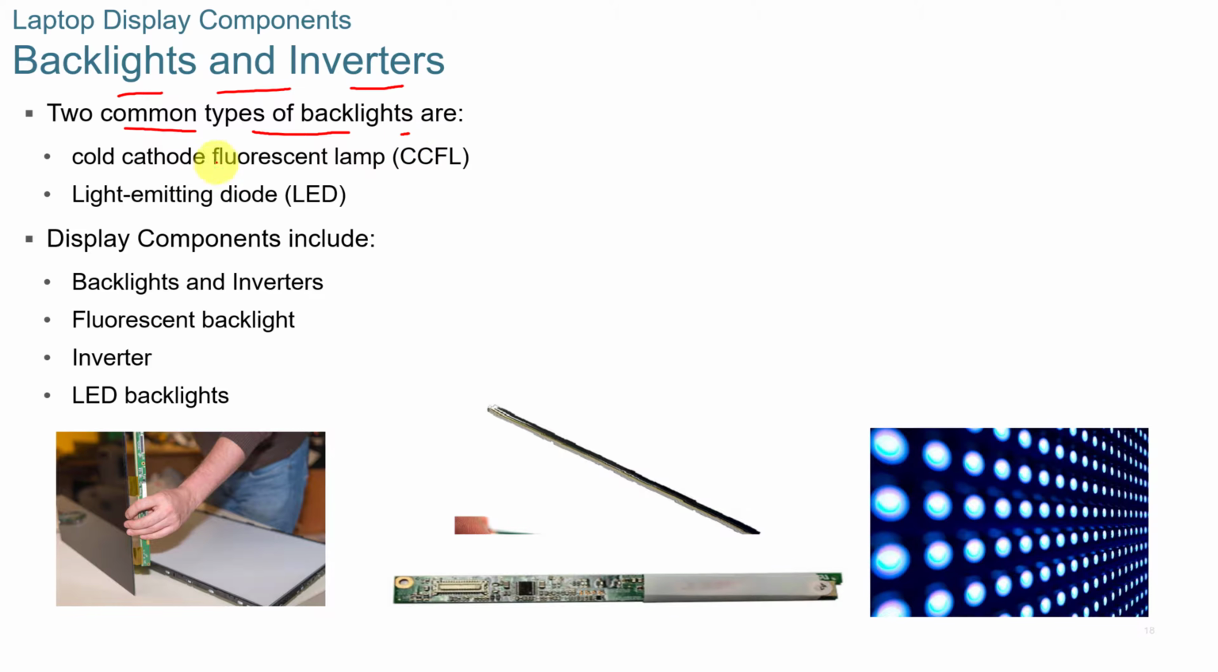Now, you have backlights and inverters. Two common types of backlights are cold cathode fluorescent lamp, or CCFL, and light emitting diode, or LED. Display components include backlights and inverters, fluorescent backlighting inverters, and LED backlights. They will be built into mobile devices and laptops.